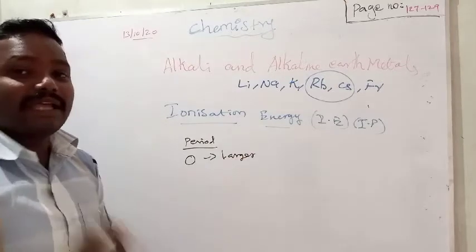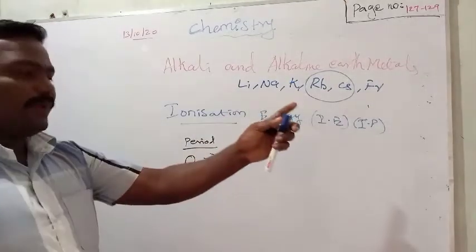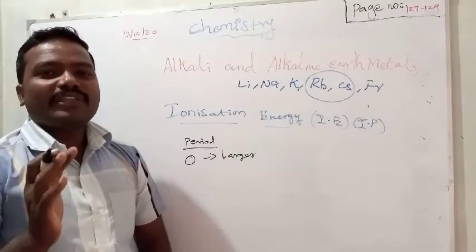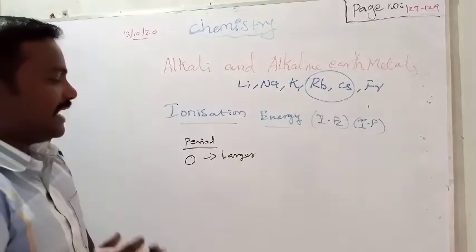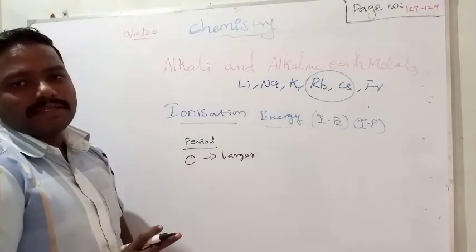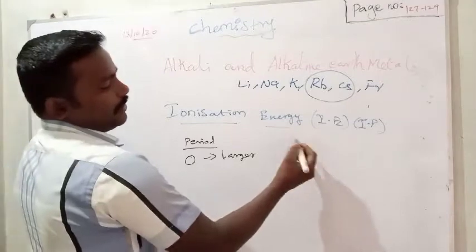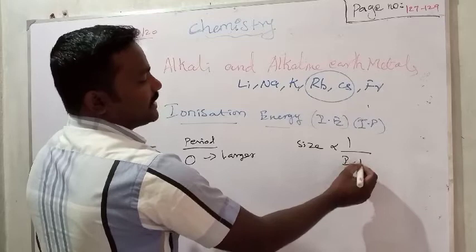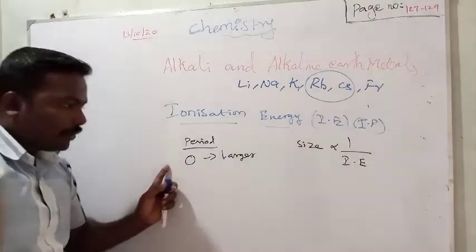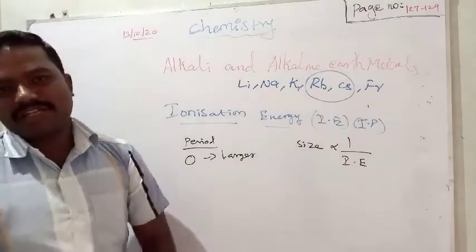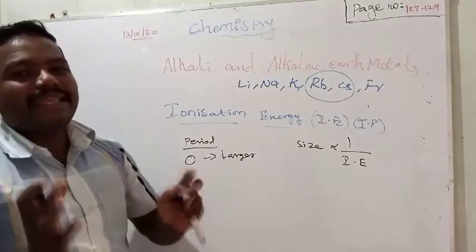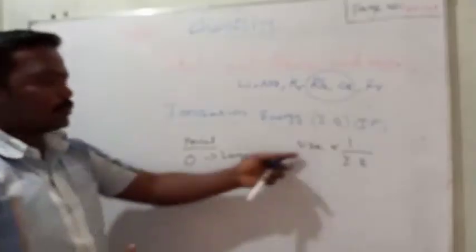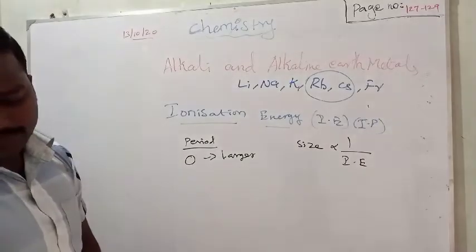If you compare period wise, large size means it is inversely proportional to ionization energy. The size of the atom is inversely proportional to the ionization energy. So large size means smaller ionization energy. Period wise, at the beginning it has the large size, so smaller ionization energy.